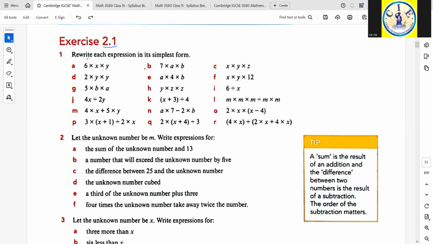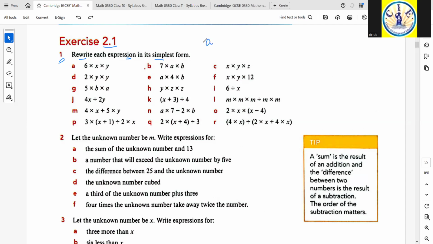Exercise 2.1. Question number 1. Rewrite each expression in its simplest form. That means we need to write down these expressions in the form of the operations that we are given with.